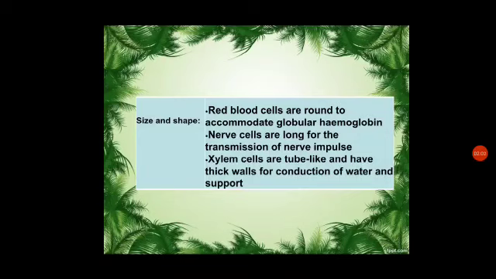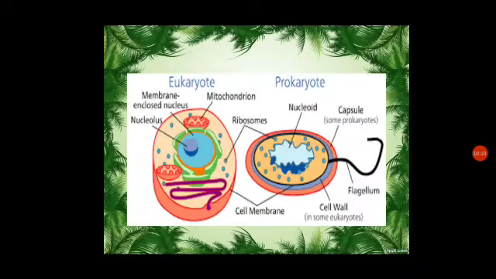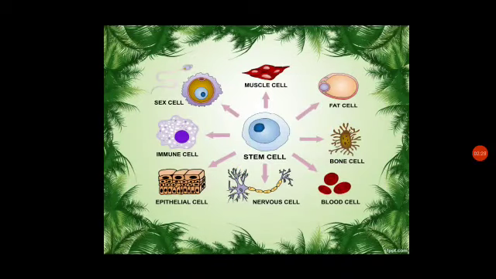And you know about the xylem and phloem cells. They are tube-like structures with thick walls for the conduction of water and support. Next, you can see different types of cells like stem cells, immune cells, sex cells, muscle cells, fat cells, bone cells, and nerve cells. They have specific functions, so they have specific structures.